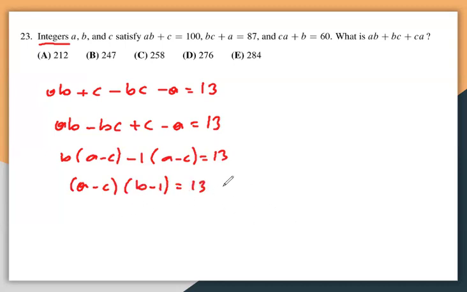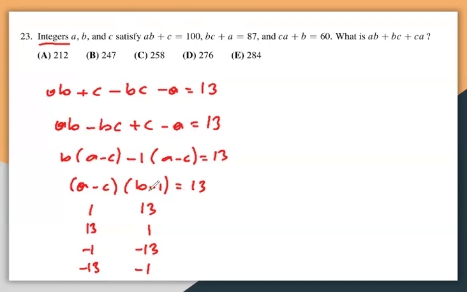Since 13 is a prime number, we have only a few options. We could have 1 and 13, or 13 and 1. Since it says integer, it doesn't have to be positive, so we also have -1 and -13, or -13 and -1. These are the possible options to try. But this is number 23, so you may expect everything to be a positive integer, and that's the common approach. Maybe whatever is common might not be the first thing we should try.